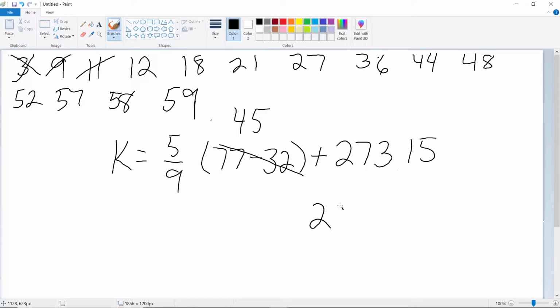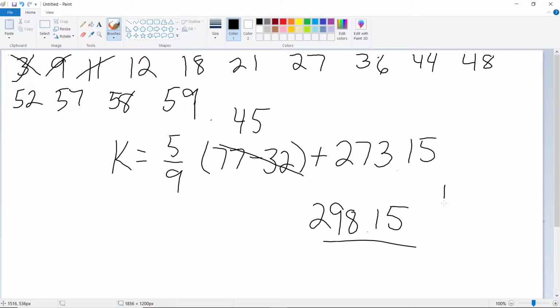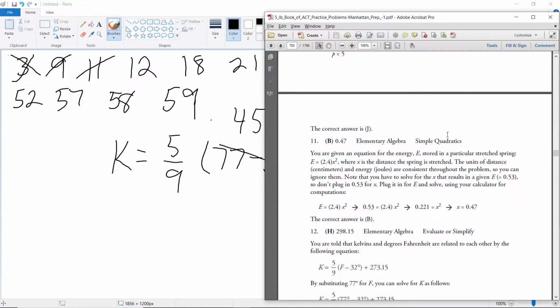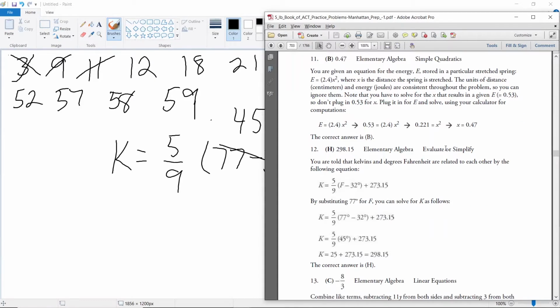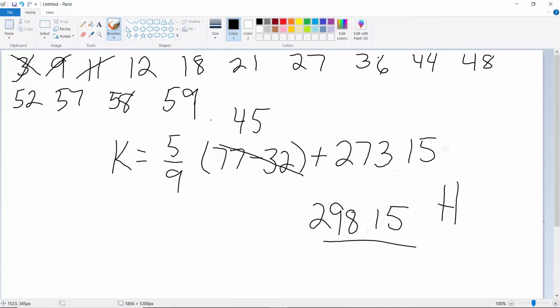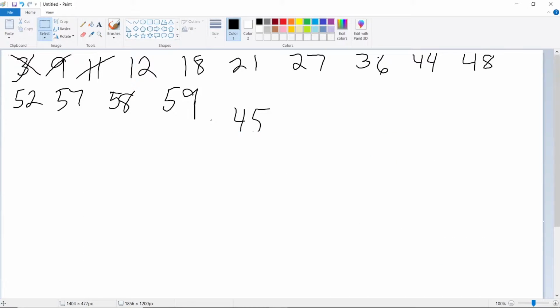It's 298.15. And I've forgotten what answer choice that is. H. H, as they might say around here, because it's Humble, Texas. So that was number 12. 298.15. We got it right. H. So you just had to plug in F. Sometimes they give you questions where they just want you to plug in values. And that's it. We just plugged it in.